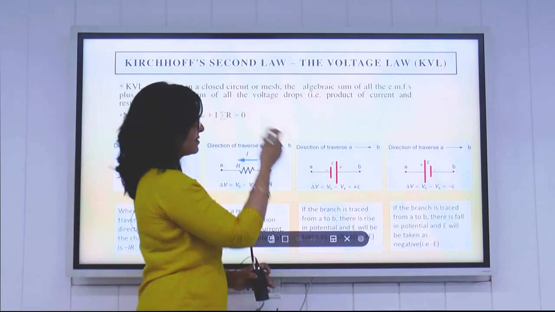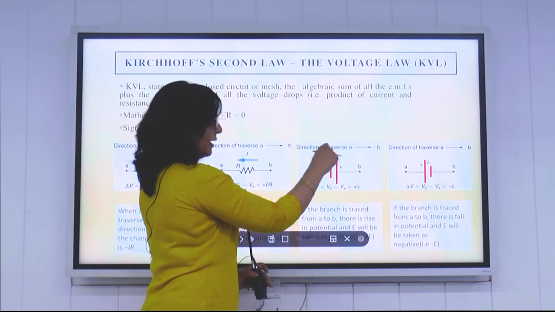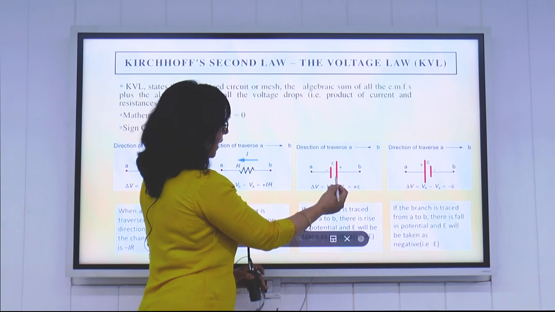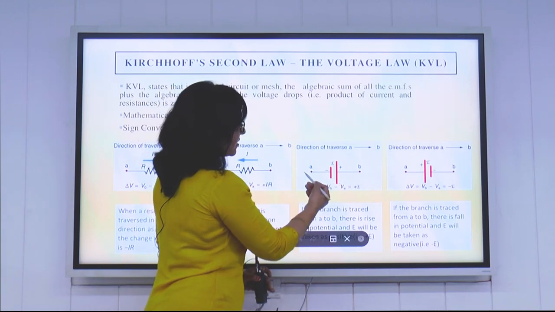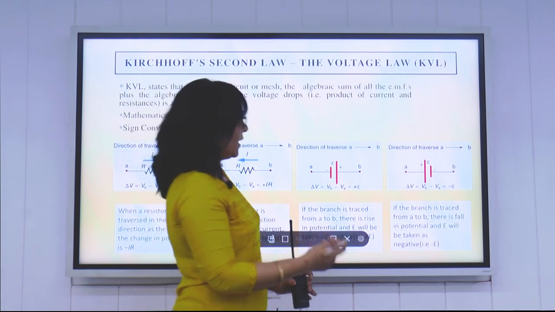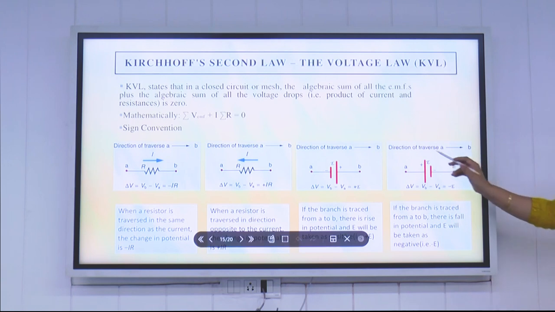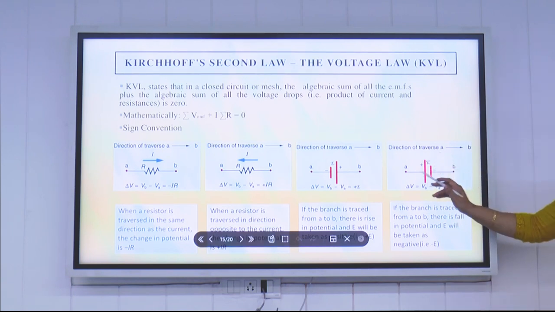Another sign convention is that if we traverse from A to B through a battery, from A to B it is a rising potential, so EMF is plus E. The last sign convention is that if we traverse from A to B and the battery is like this, from A to B it is a falling potential, so EMF is taken as negative.